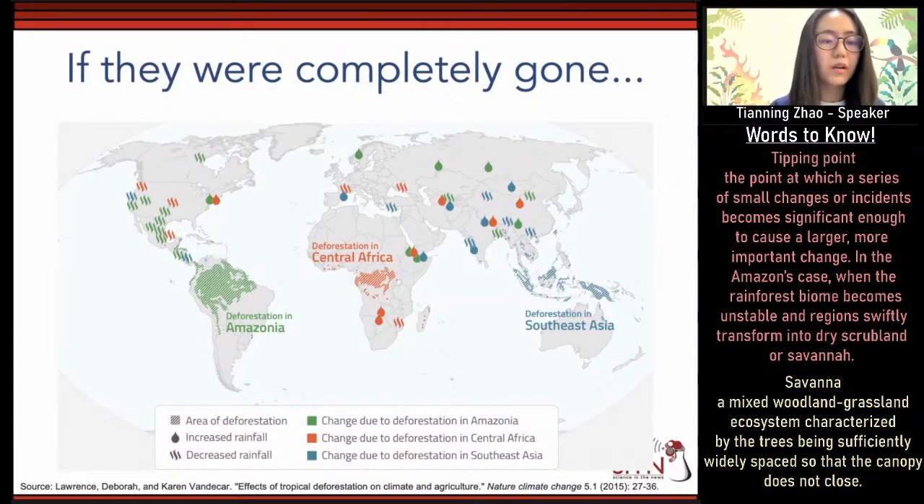So here, what you're looking at is that the three tilde signs mean a decrease in rainfall, and the droplets mean an increase in rainfall. Let's take the Amazon as an example. If the Amazon rainforest were completely gone, you will see an even drier California. And what does that mean? You will have even more wildfires than what we have had in the past few years.